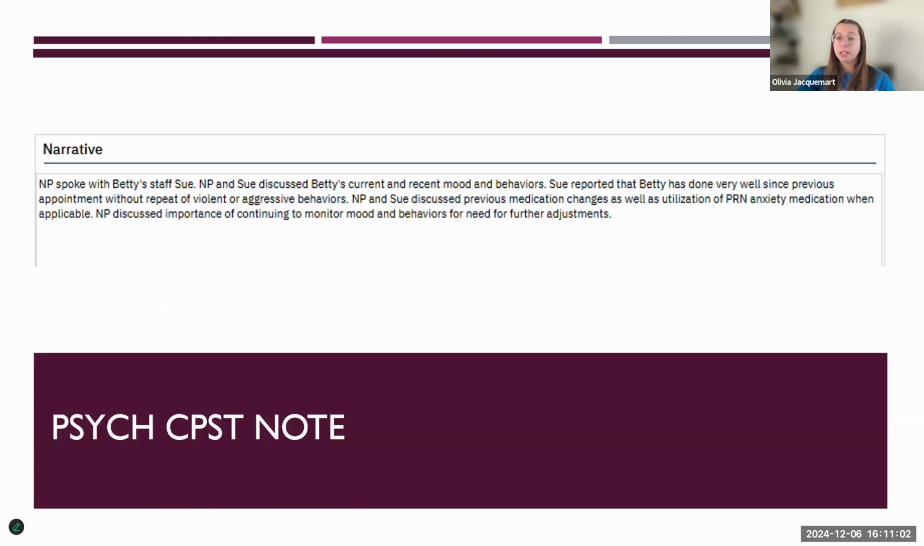For our NPs who may be collaborating, we have the narrative example here as well for that CPST note. So the NP, or nurse practitioner, spoke with Betty's staff, Sue. NP and Sue discussed Betty's current and recent mood and behaviors. Sue reported that Betty has done very well since previous appointment without repeat of violent or aggressive behaviors. NP and Sue discussed previous medication changes as well as utilization of PRN anxiety medication when applicable. NP discussed importance of continuing to monitor mood and behaviors for need for further adjustments.